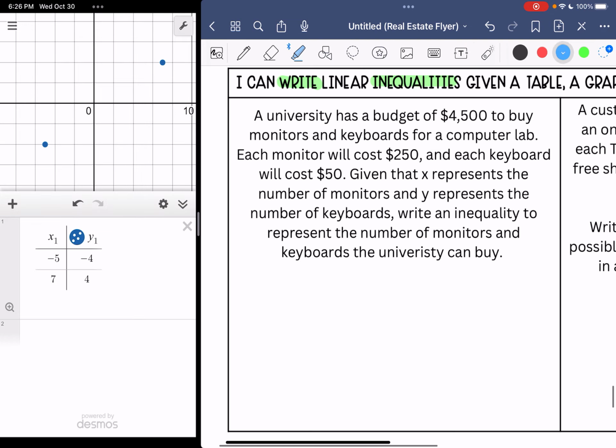This first one says a university has a budget of $4,500 to buy monitors and keyboards for a computer lab. Each monitor will cost $250 and each keyboard will cost $50. Given that X represents the number of monitors and Y represents the number of keyboards, write an inequality to represent the number of monitors and keyboards the university can buy.